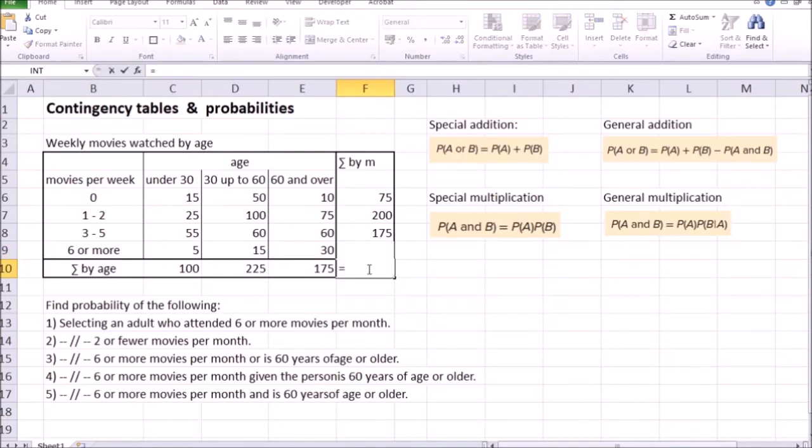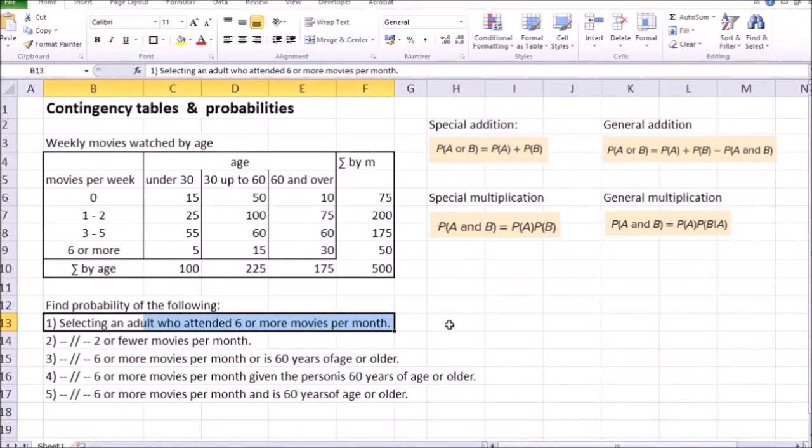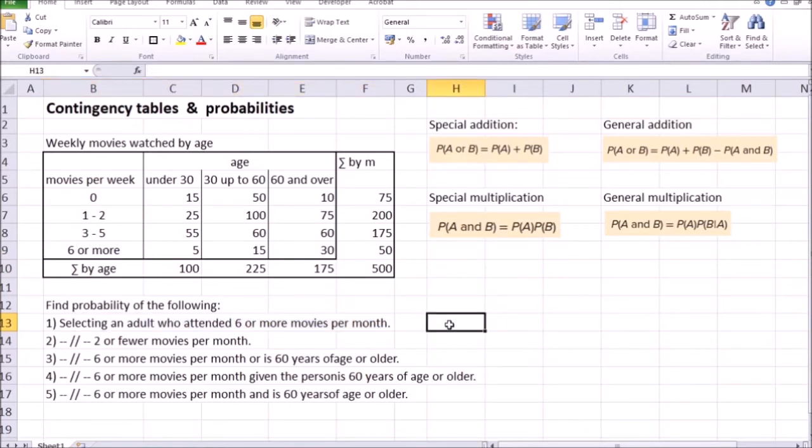So let's find that total by either adding these column numbers or the numbers in this row. Either of those, of course, gives us 500 total respondents, and the answer to the first question is 50 divided by 500, which gives us a 10% chance.